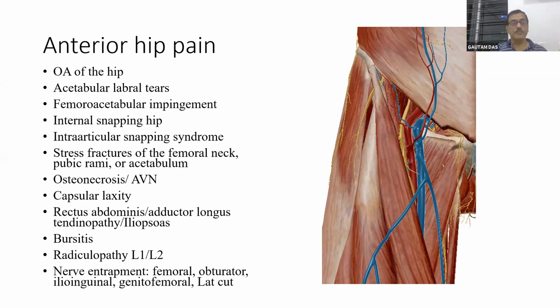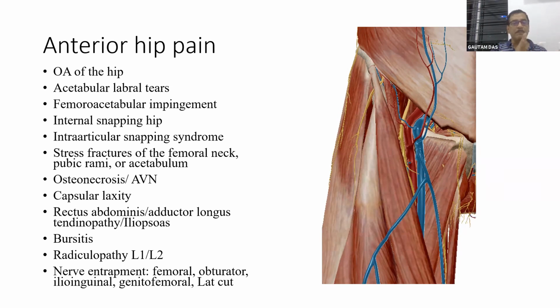Then there is impingement, hip impingement. Hip impingement means the hip is like a cup and a ball socket. If the ball is deformed, there are many conditions where the hip is not a ball-like structure. It is flattened or irregular, or if the cup is not normal, there is an impingement. So hip impingement can cause restriction of the range of movement, and the movement will also be painful.